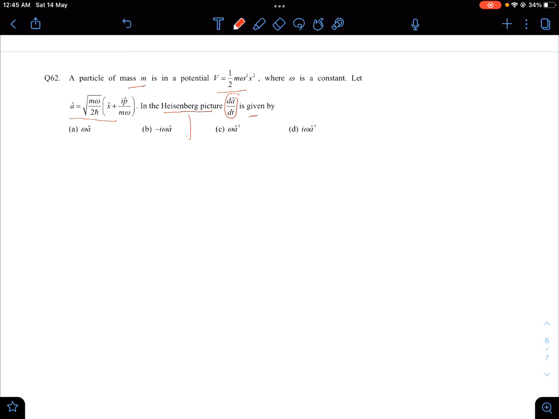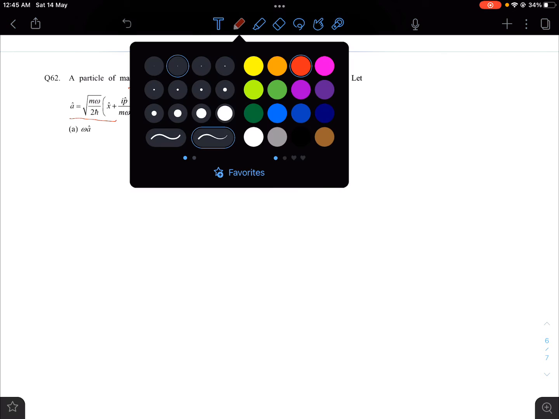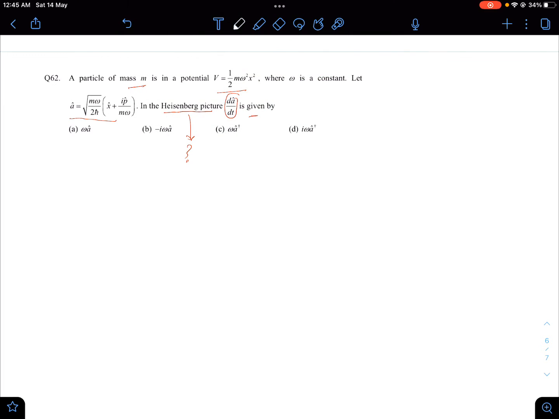So what is the Heisenberg picture? Before starting with the problem, let me tell you about the different pictures in quantum mechanics. Basically in quantum mechanics, we are interested in the expectation value of an operator because this is an observable quantity. So we have an operator A, and the variation with time of A can be considered as the equation of motion.